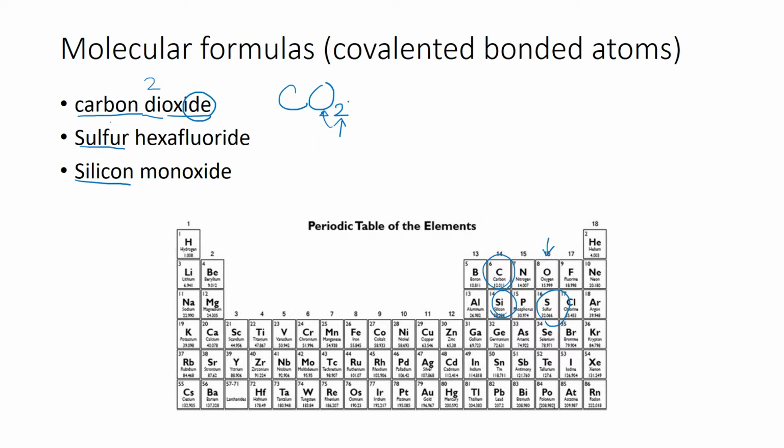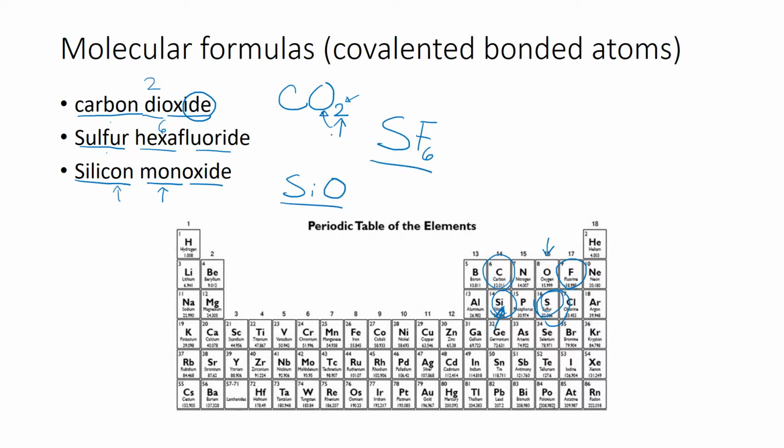I know in chemistry it's a little weird. We put the number behind the letter, but don't let that fool you. Sulfur hexafluoride. Hexa refers to six, so I just have to write sulfur and six fluorides. Sulfur's right here, fluoride's right here, S and F. So this thing becomes SF6. Pretty easy, right? And then finally, silicon monoxide, one oxide. Silicon is right here. Silicon monoxide is just one O, SiO.